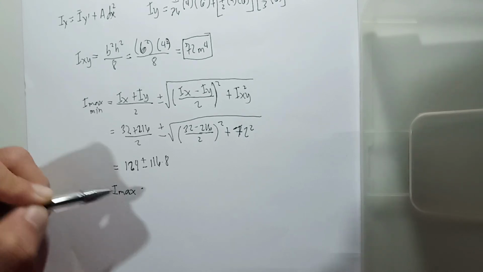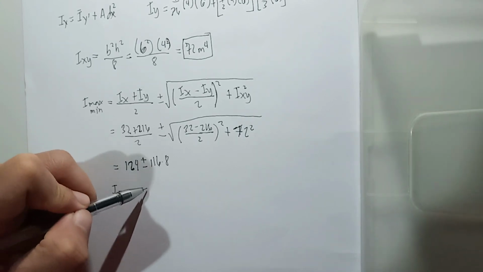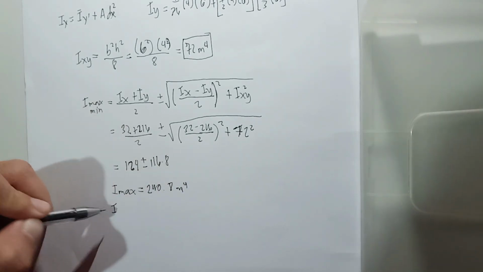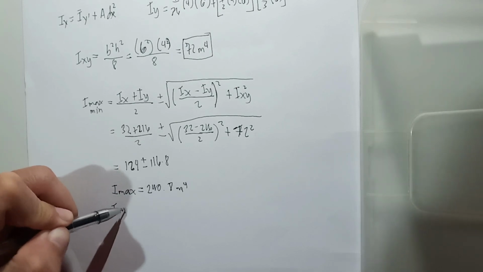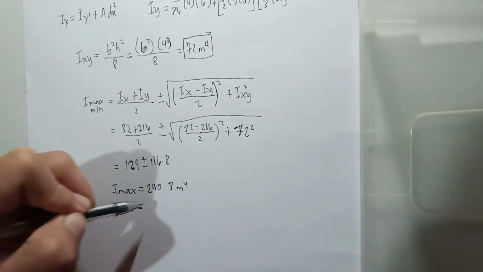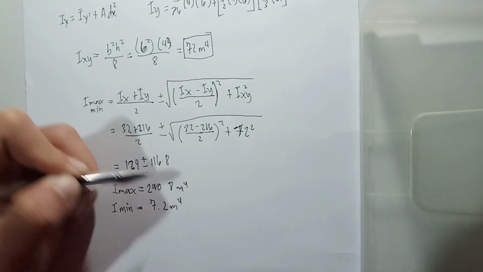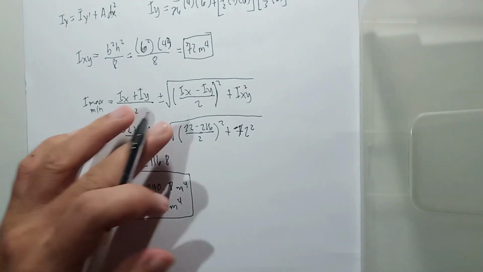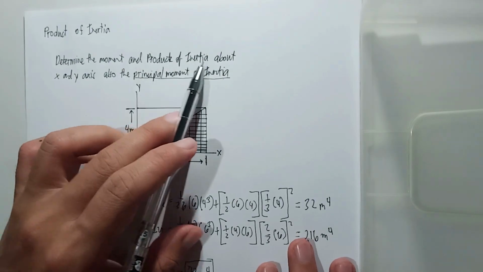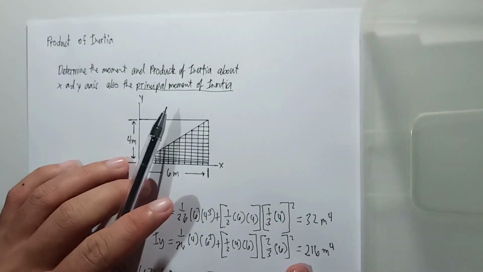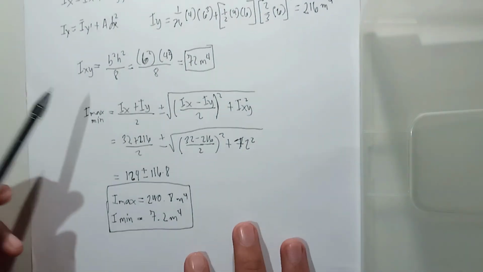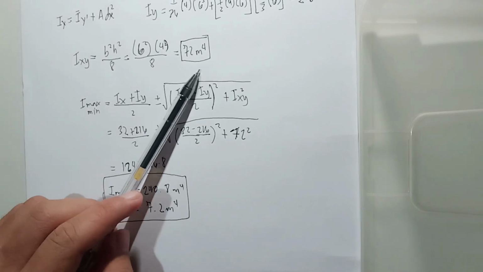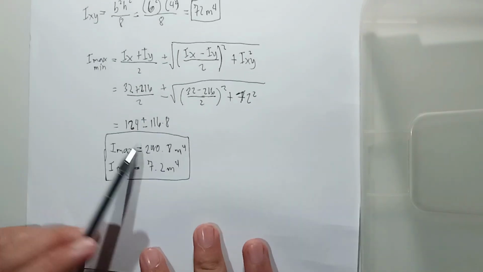Imax, or the maximum, which is equal to 240.8 meters to the fourth, and our Imin, or the minimum, which is 7.2 meters to the fourth. And this is our final answer, determining the moment and product of inertia about the x and y axis and the principal moment of inertia. And here is our answer for product of inertia and for principal moment of inertia.